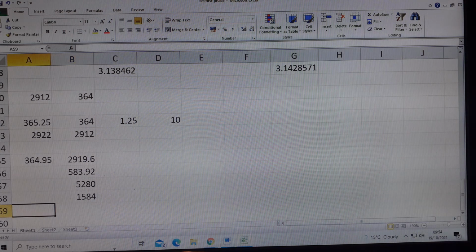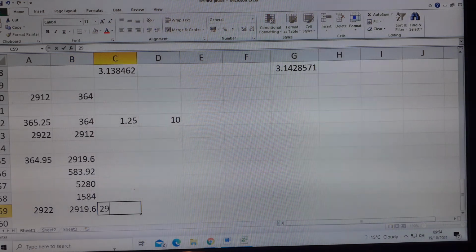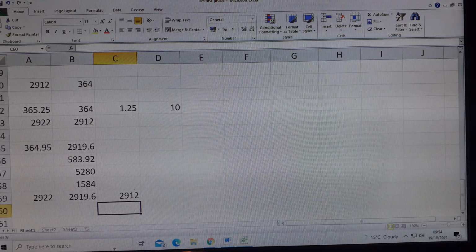So they were going 2922, going 2919.6, and they were going 2912. And that's how they were counting these astronomical periods. And that's the reason why they're using 2912 within the design of the Aubrey perimeter, which is where we're at now.